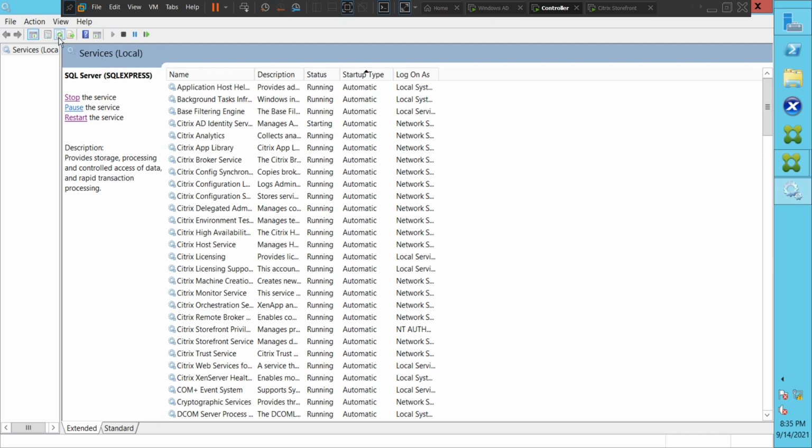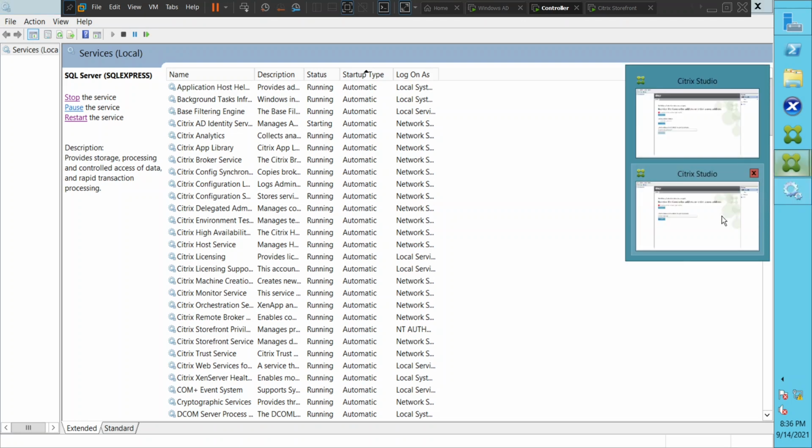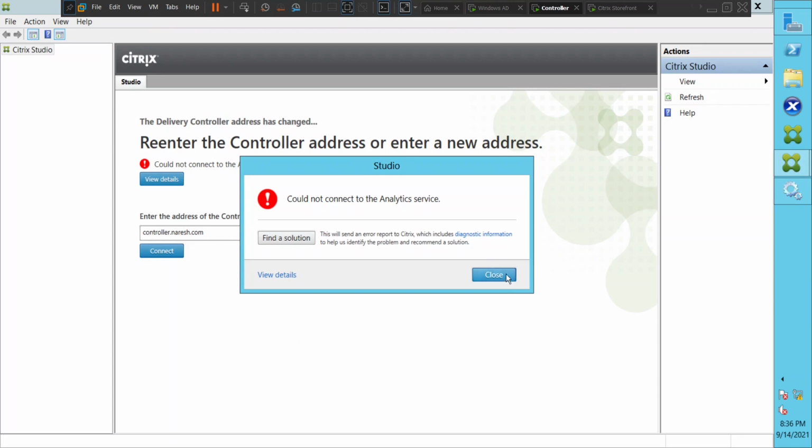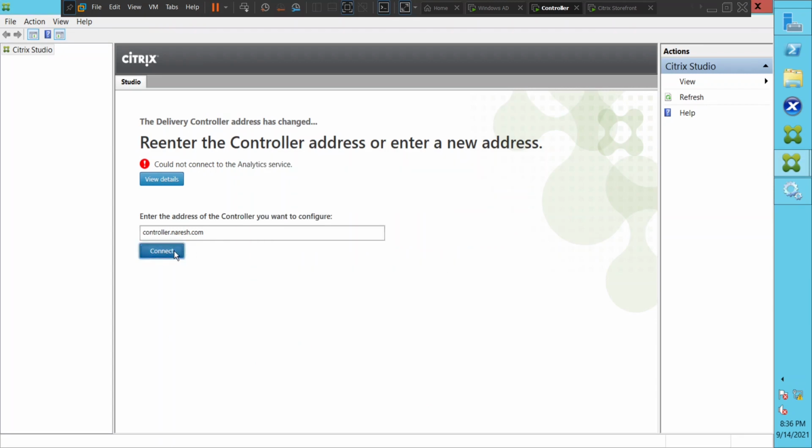We shall refresh once again. Okay, it is still in starting state. It's okay, not a problem. Let's go back to Studio console and let's try to connect to the controller once again and see how it goes.